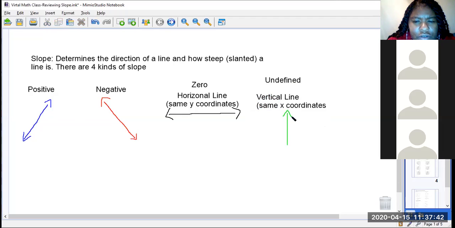All right. So hopefully y'all can see that. So remember, sometimes on your math GED test, they may give you a straight picture, and they may say, what kind of slope is this, just based off the picture? Well, there you have it. Positive goes up, negative goes down, zero goes across, and undefined goes up and down.